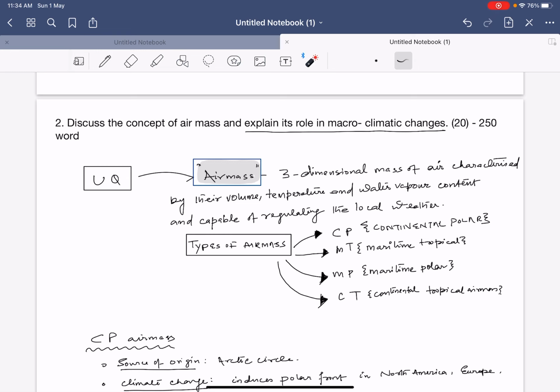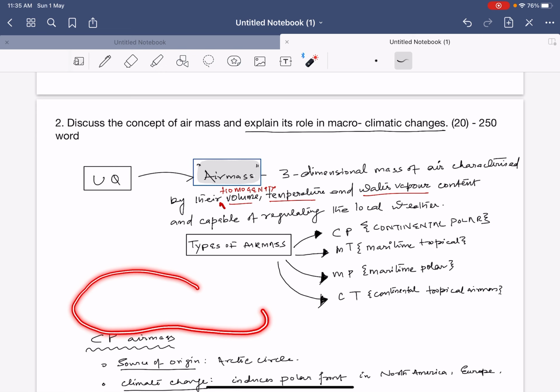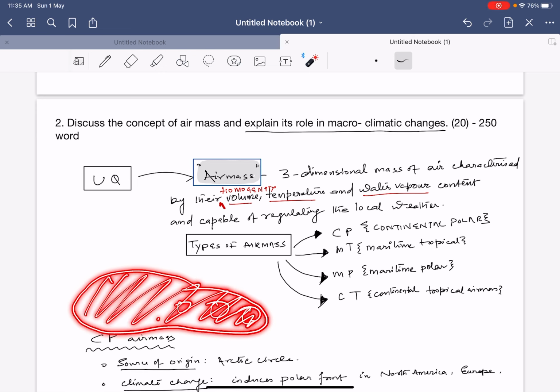The definition needs a bit of change. The three-dimensional mass of air characterized by their homogeneity. Homogeneity means that they are equal. They are equal in their volume, temperature, and water content. For example, let's consider this is the mass of air. The mass of air has equal volume in all proportion, equal amount of water vapor content, and equal temperature.